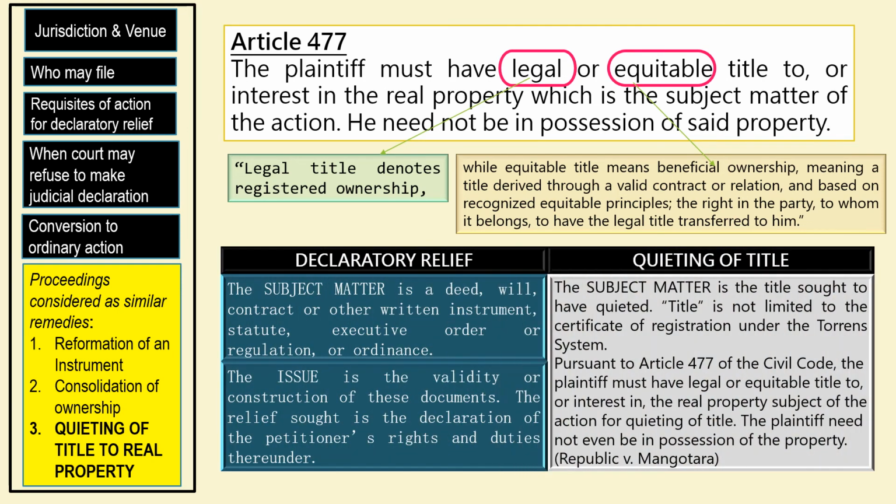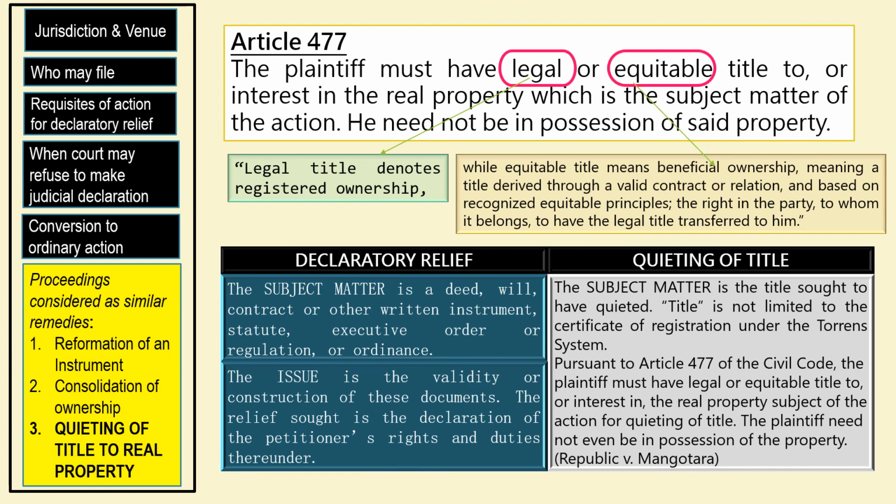Also, take note that when we talk about quieting of title, the subject matter here is the title sought to be quieted. And your title is not limited to the certificate of registration under the Torrens system. Because what does Article 477 say again? You can have a legal title or registered ownership or an equitable title or beneficial ownership. And what is again the requirement? You need not even be in possession of the property.